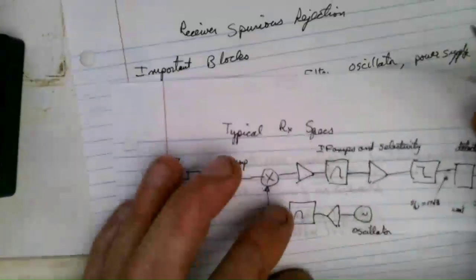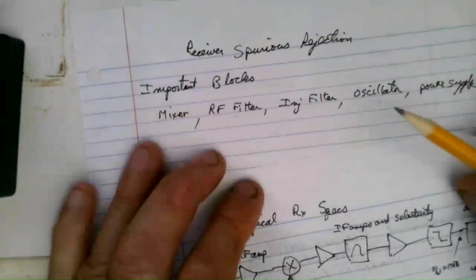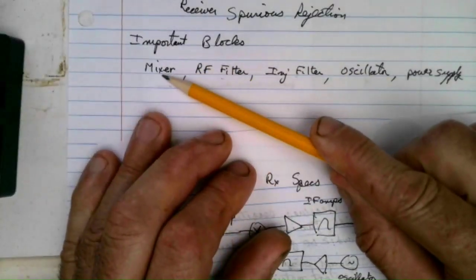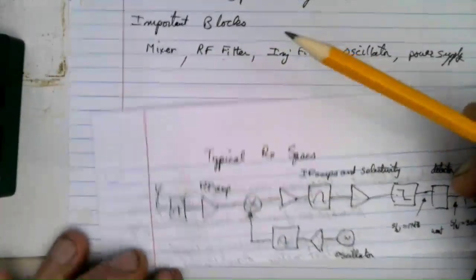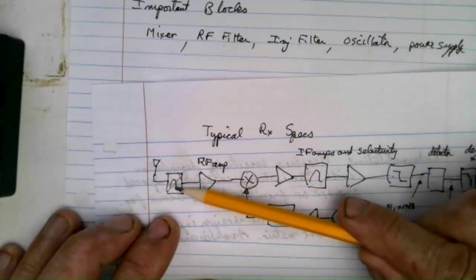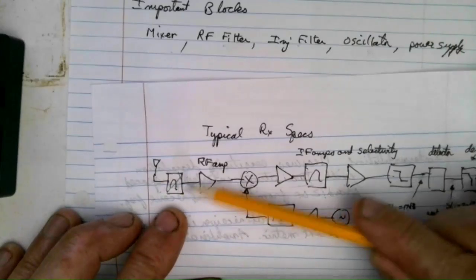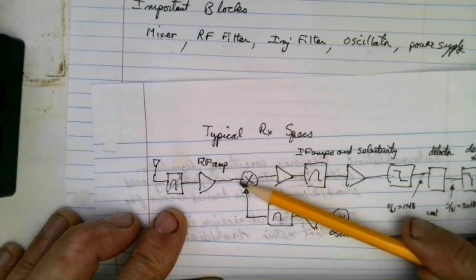All right, so I think lastly, we need to talk about what the blocks are that we care about when we're concerned about receiver spurious rejection. Of course, the mixer, and the RF filter in front of the mixer. This is super, super important, because if you don't let the spurs get to the mixer, you don't have to worry about what the mixer is going to do with them.